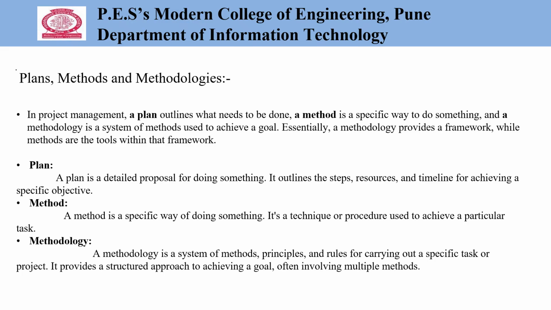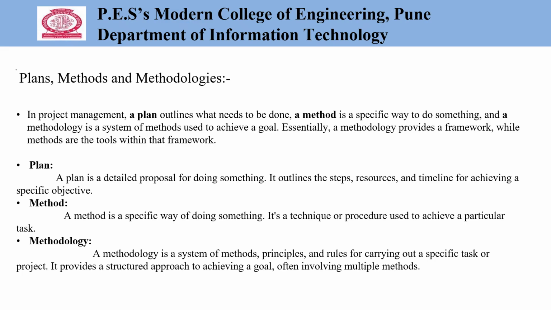The plan means what needs to be done. Method is the way you do something, and methodology means a system of methods used to achieve a goal. So essentially the methodology provides a framework, while methods are the tools within that framework. That gives a clear idea about methods and methodologies. Again, let's see in brief: what is a plan? A plan is a detailed proposal for doing something.